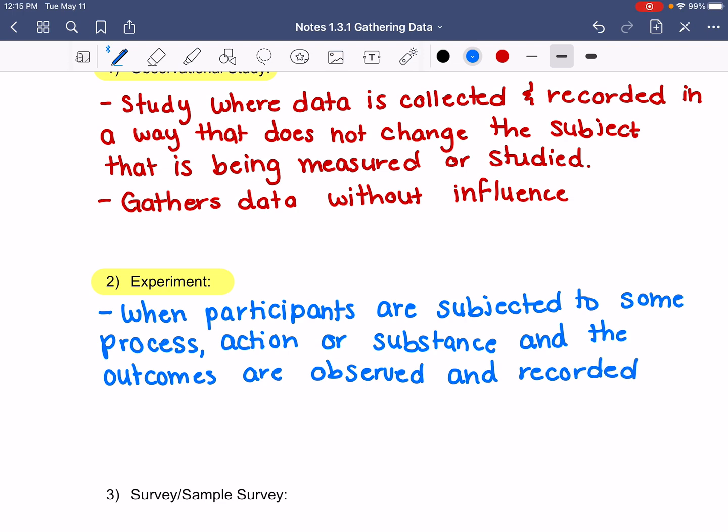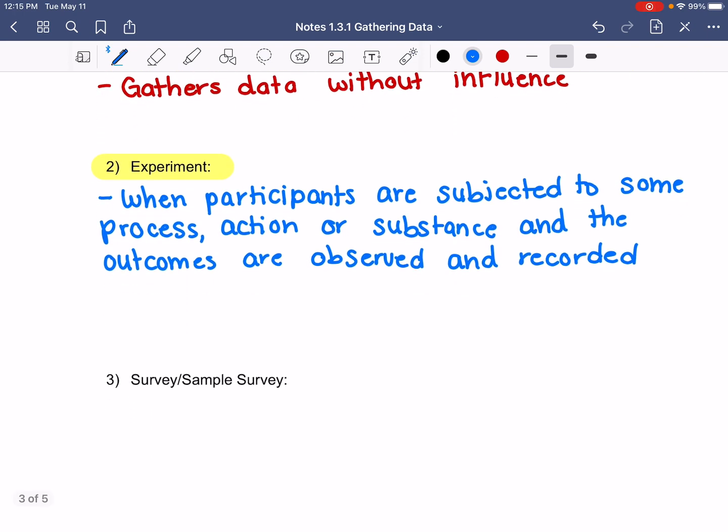A lot of times with an experiment, to be able to show validity, you have to have more than one group so that you can show cause and effect.